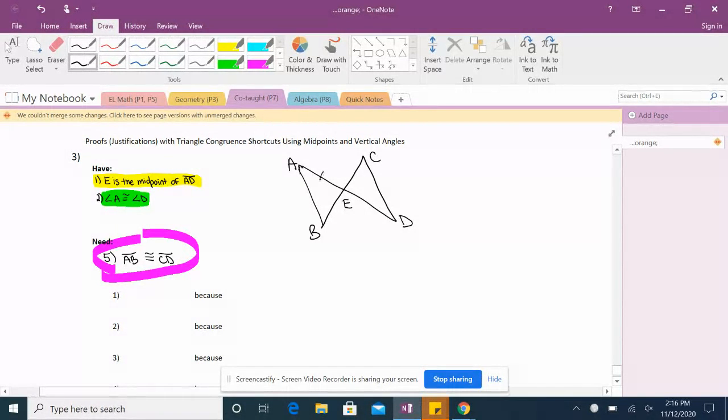So we know that segment AE is congruent to segment ED.